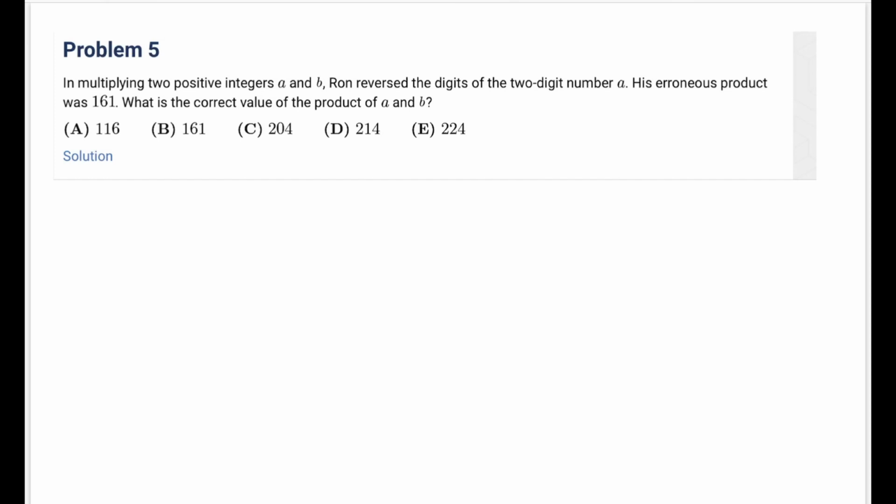Number 5. In multiplying two positive integers A and B, Ron reverses the digits of the two-digit number A. His erroneous product was 161. What's the correct value of the product of A and B?